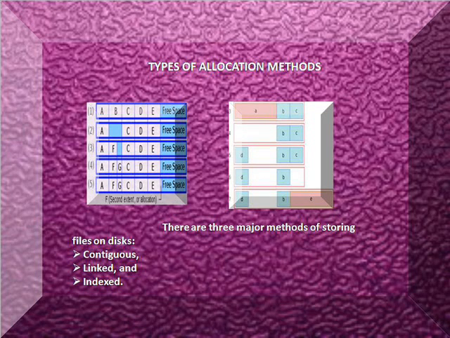Types of allocation methods. There are three major methods of storing files on disk: contiguous, linked and indexed.